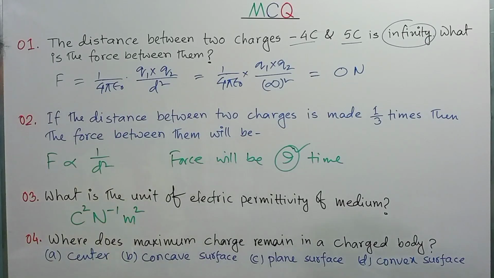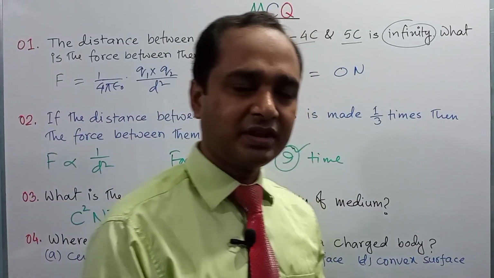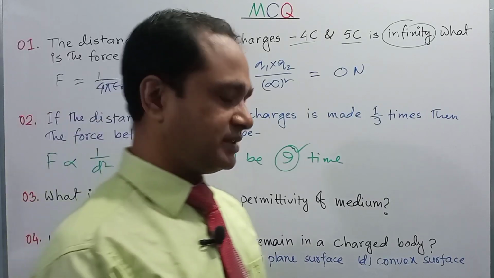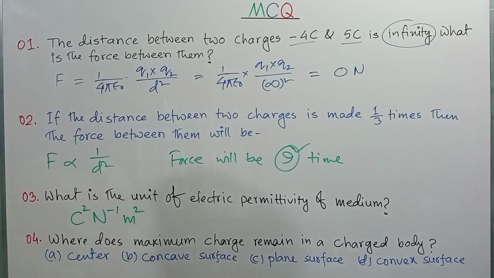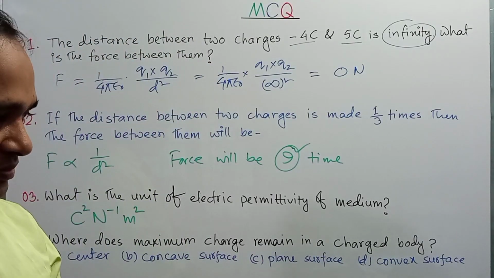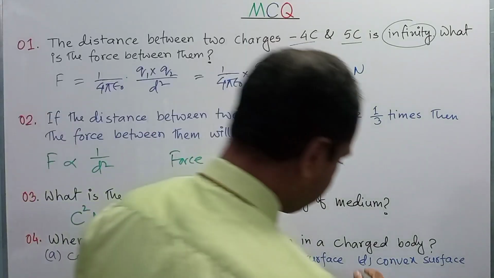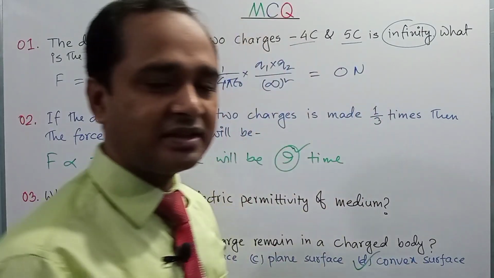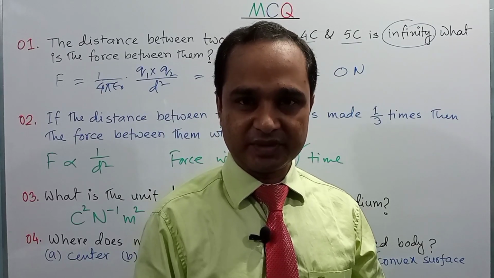In our question 4, they said, where does the maximum charge remain in a charged body? Understand? You know, charge remains on the surface of a charged body, but in the options they said at the center. So center is not possible, concave surface, plane surface, and finally they said convex surface. So among the 4 options, the right answer will be convex surface. So maximum charge will remain in the convex surface of a charged body, right?